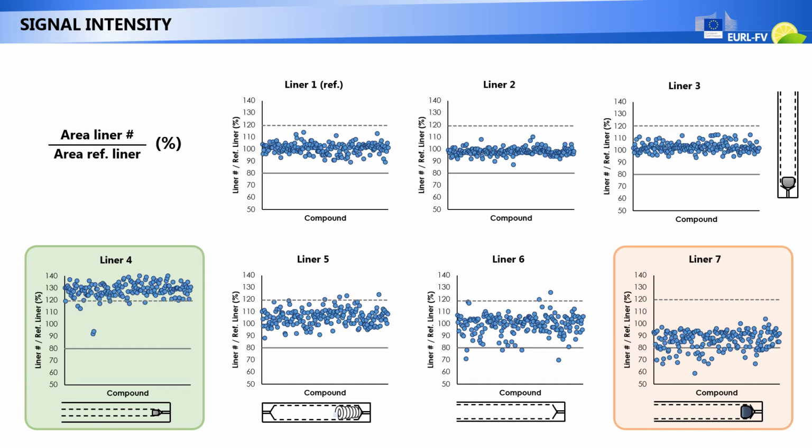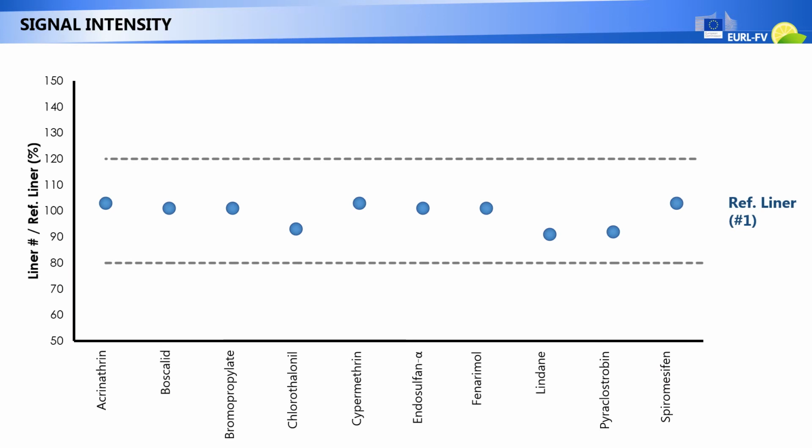Conversely, the use of a glass frit instead of a glass wool in liner number 7 resulted in a loss of sensitivity for the vast majority of compounds. Let's have a closer look at this. These are some random compounds from the GC method. When we compare the sensitivity of the reference liner with itself, that is, liner number 1 with liner number 1, we obtain values very close to 100% as expected.